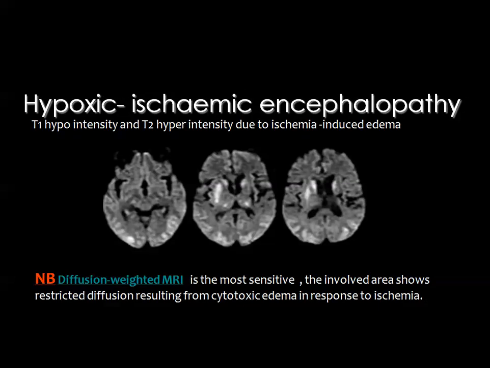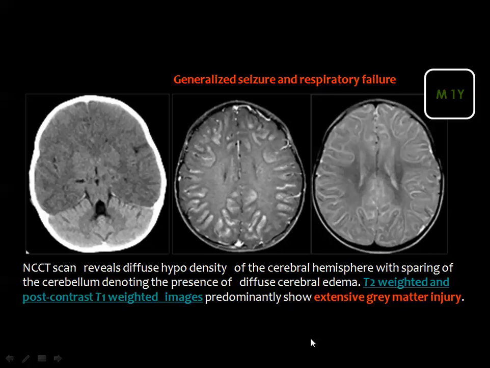Then, as I have mentioned, you need the help of diffusion weighted MRI images, and this is considered the most sensitive to evaluate the diseased areas. And here you can see these bright signals in the basal ganglia as well as in the cortex and the subcortical white matter. The areas which will show diffusion restriction will appear bright whenever the CSF is black, indicating that these are abnormal ischemic areas.